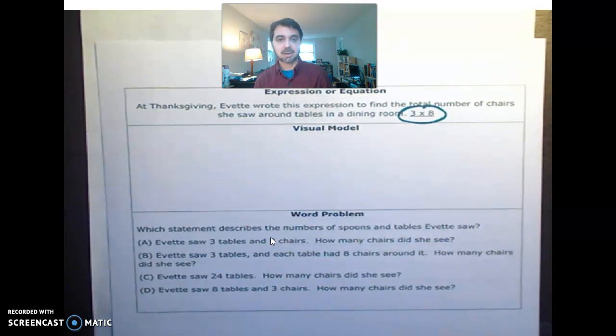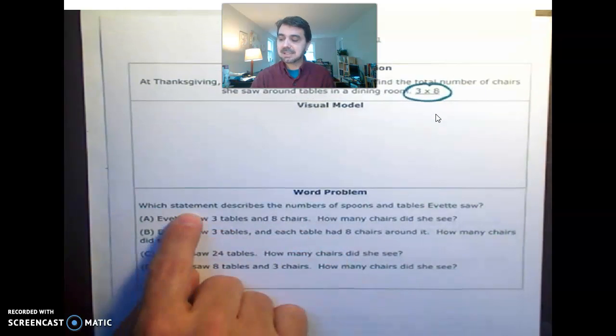Let's read along together. It says, at Thanksgiving, just coming up, Yvette wrote this expression to find the total number of chairs she saw around tables in a dining room. So remember, you want to visualize what that might look like. What do the tables look like? There's chairs around it, right? And it says 3 times 8, or 3 groups of 8. So what do you think that might look like?